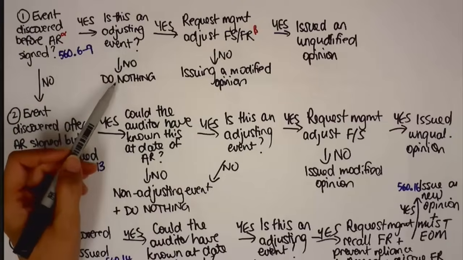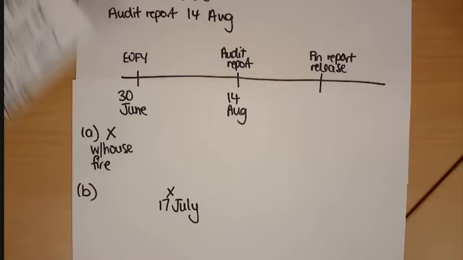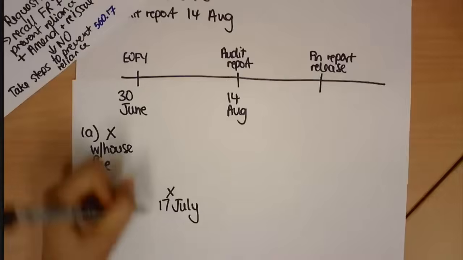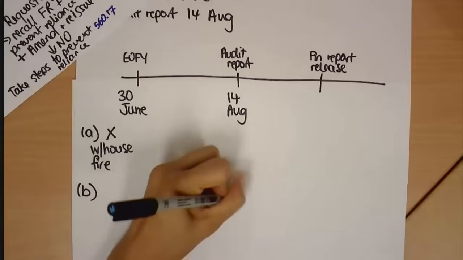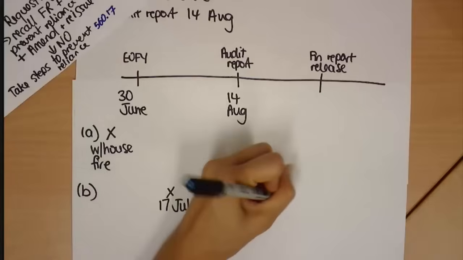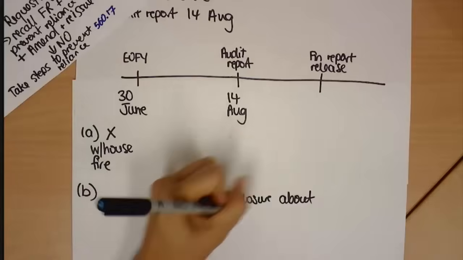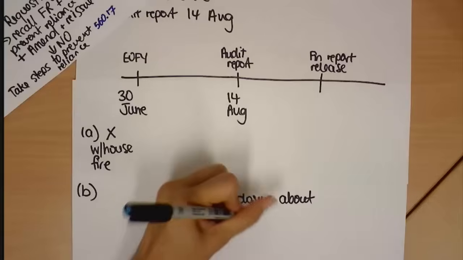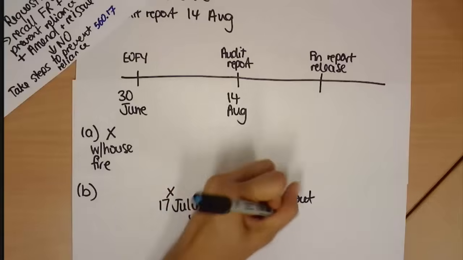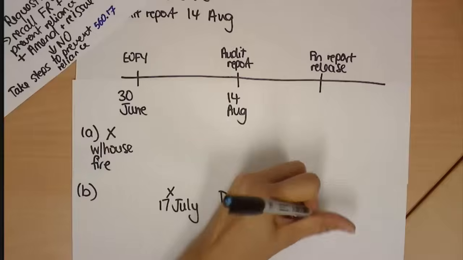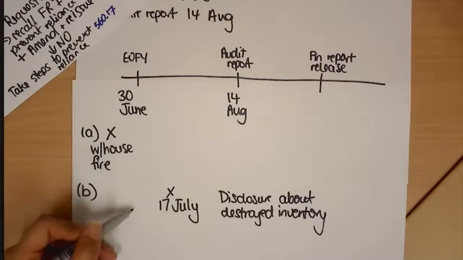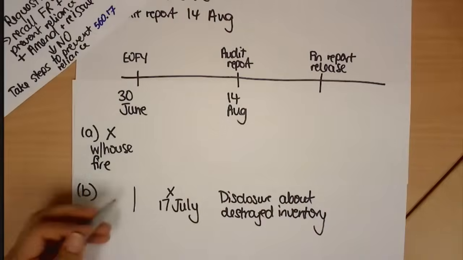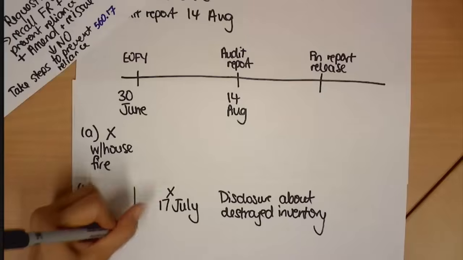We don't necessarily need to adjust the financial statements, even though it's there, it says do nothing. For B there, we would need to make sure that the client has some disclosure about the fact that there is going to be no forward inventory. So there, we would need to make sure that there is a disclosure about the destroyed inventory. Because technically, on hand at the 30th of June, that inventory was present.